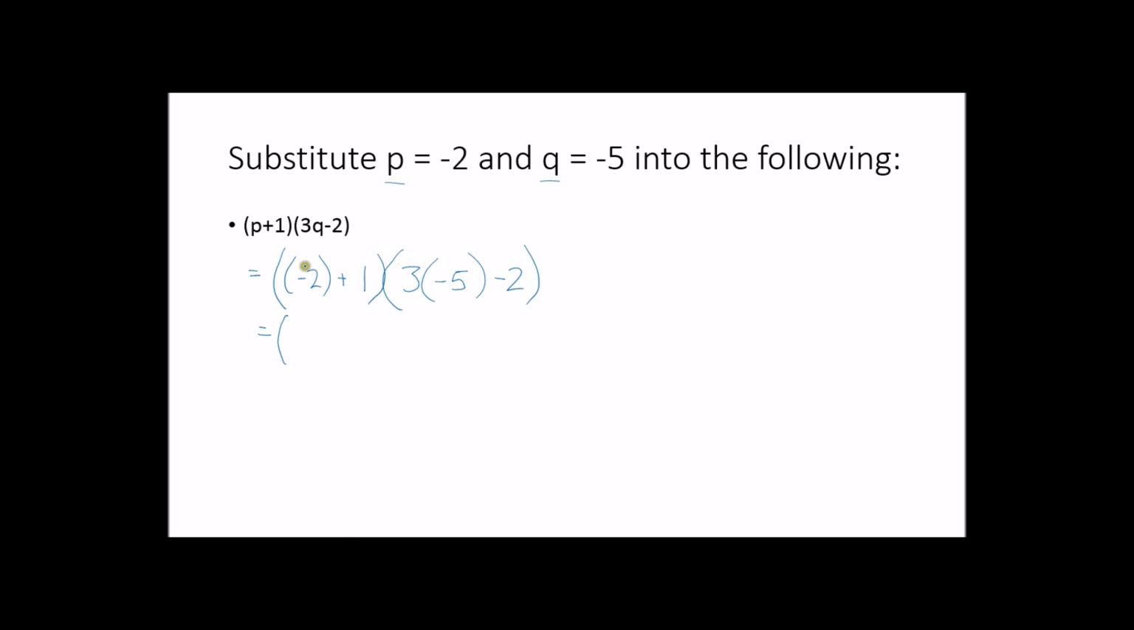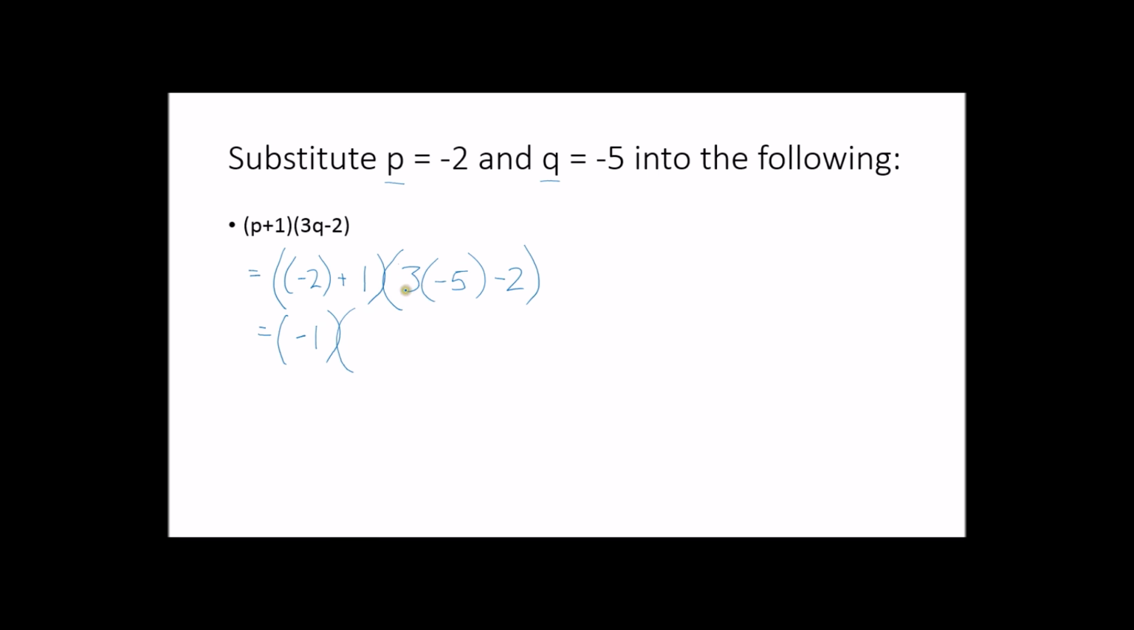Now I can ignore this bracket because it's only got one number in it, but I have to keep the negative sign on the 2. So I've got negative 2 plus 1. Now if you think about that one, the answer is negative 1. I've started at negative 2 and I've moved one step in the positive direction. So that first bracket is now done. But I'm going to leave the bracket around it until I've figured out this other one.